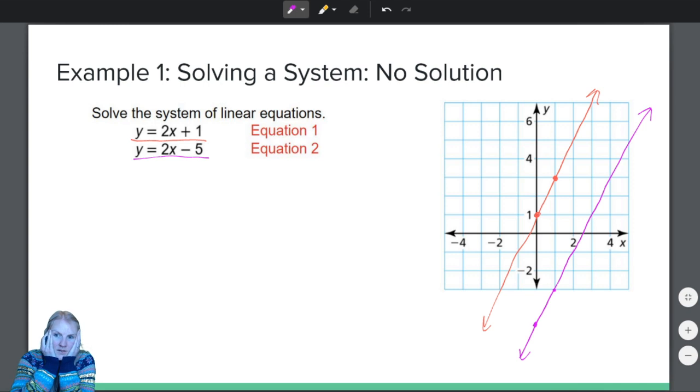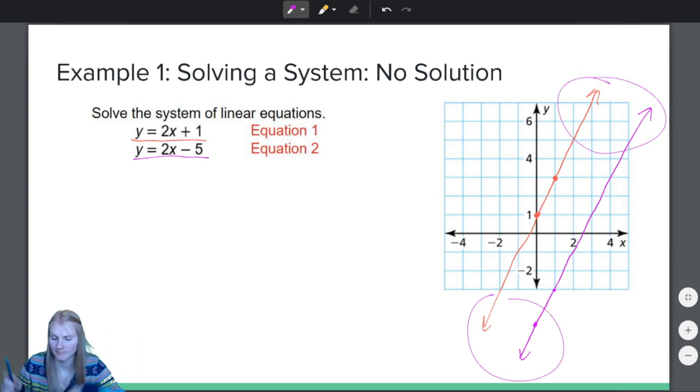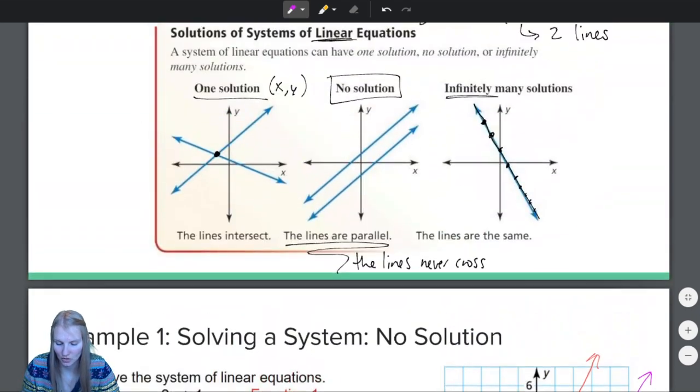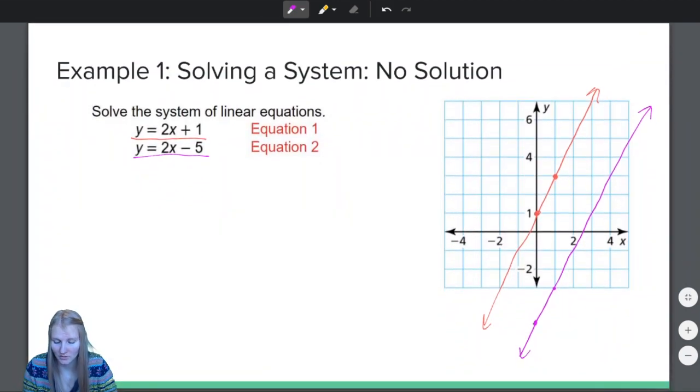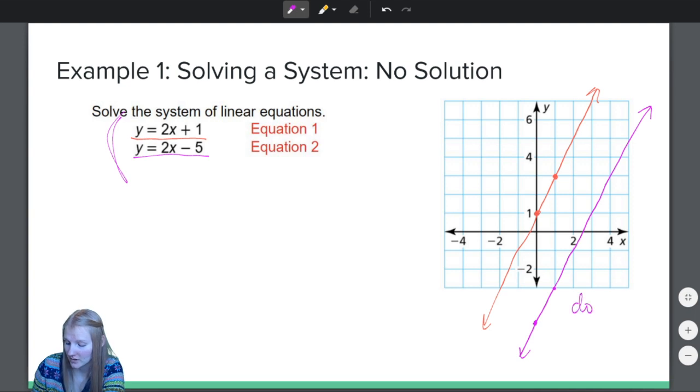Wait a minute. It doesn't look like these are going to cross. If the lines don't cross, if they are parallel and the lines don't cross, there is no solution. Now you might have seen that in the title of the example it says no solution. And there are many ways that we can tell that this system has no solution. One is if I graph them, they don't cross.